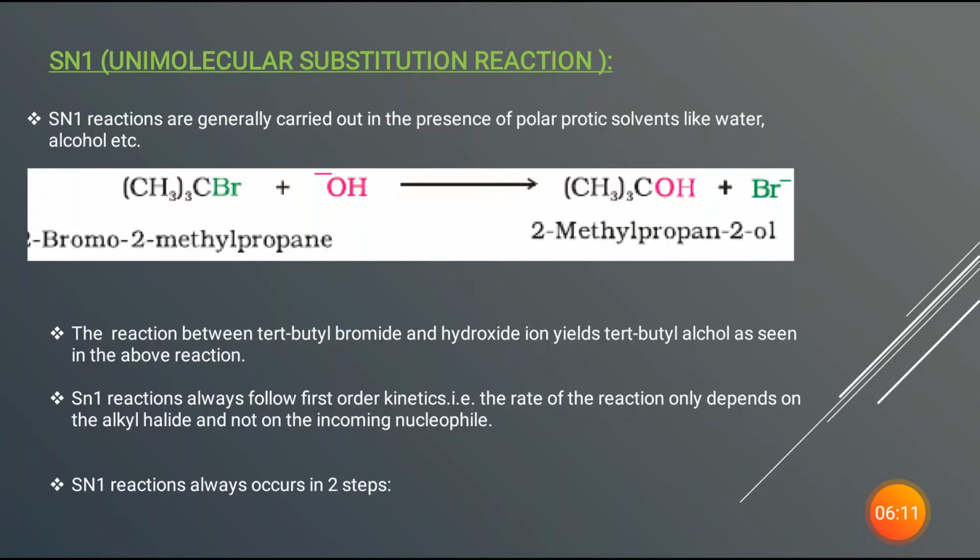Your tertiary butyl bromide, its IUPAC name is 2-bromo-2-methylpropane, and then there is the hydroxide ion. It attacks; here there are two attacks possible, I'll tell you in the next slide. What do you mean by this attack? When this OH nucleophile attacks the carbon, you get 2-methylpropan-2-ol.